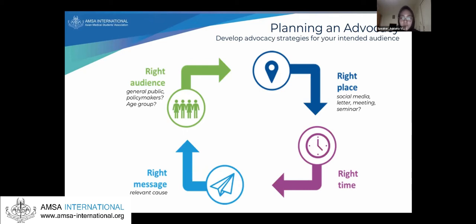And as for choosing the right channel, after you identify the audience, you can pick the right channel for the right audience. So for example, if you are trying to influence youth, you can use social media such as Instagram, TikTok, etc. But if you're trying to address older people, then Facebook would be the right choice. For policymakers, you can send them open letters or set up meetings with them. And you can also maybe conduct some seminars for the general public or for professionals for your advocacy.